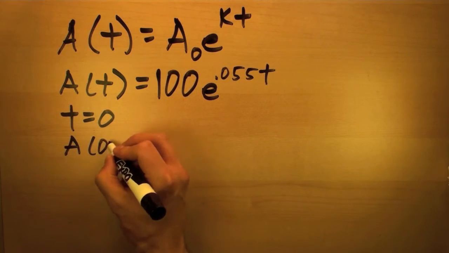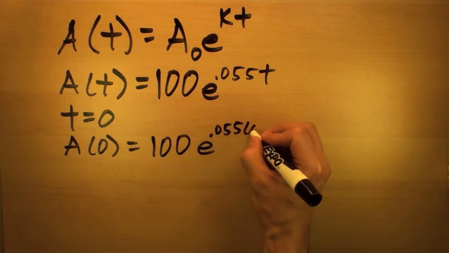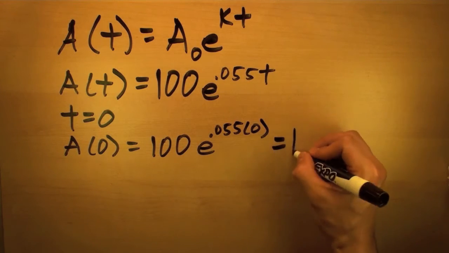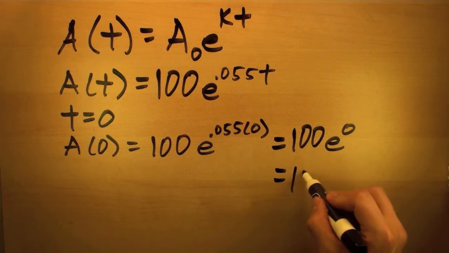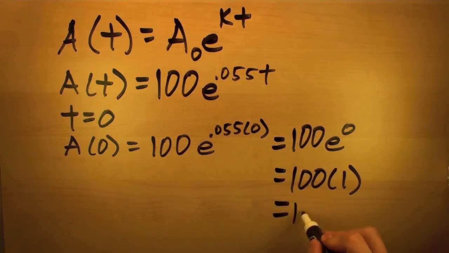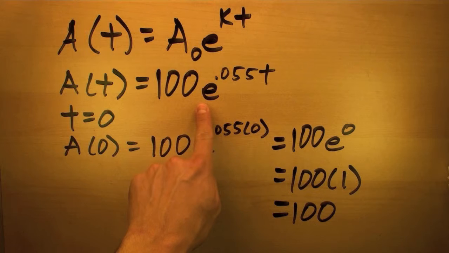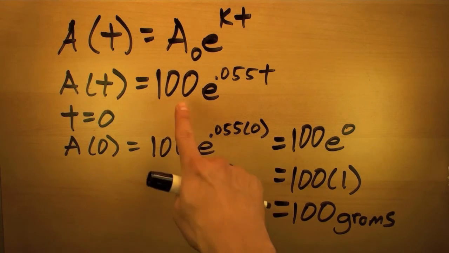So the amount at time 0 is equal to 100 e to the 0.055 times 0, which just becomes 100 e to the 0, or 100 times 1, or 100. So you can see that the value in front of the exponential actually ends up being our initial amount. So our answer would be 100 grams, since we are counting the bacteria population in terms of grams that we can weigh it in. We start off with 100.